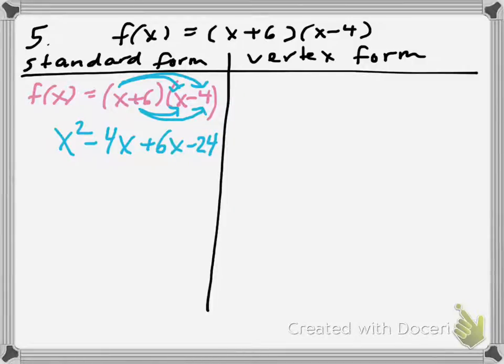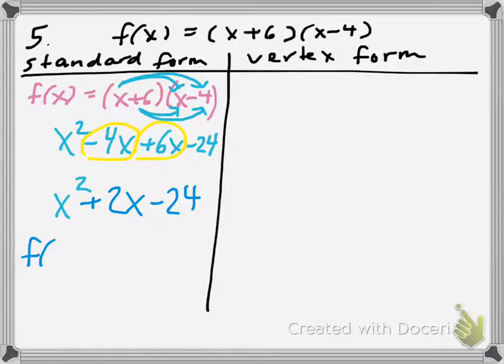So if I combine like terms, x squared is my first term, since it has the highest degree. I can combine negative 4x's plus 6x's. Negative 4 plus 6, that's 2. So I have plus 2x, and then minus 24. So my standard form is x squared plus 2x minus 24.